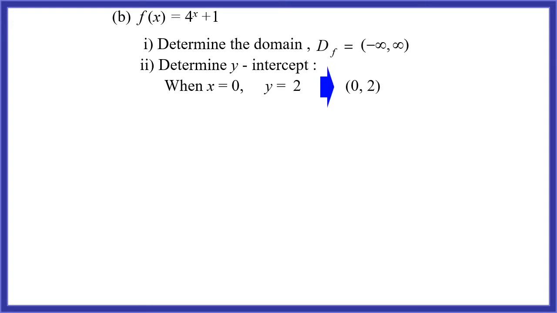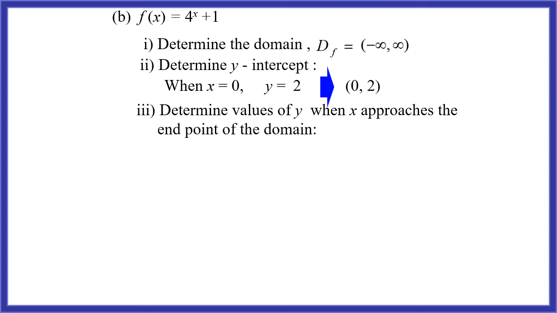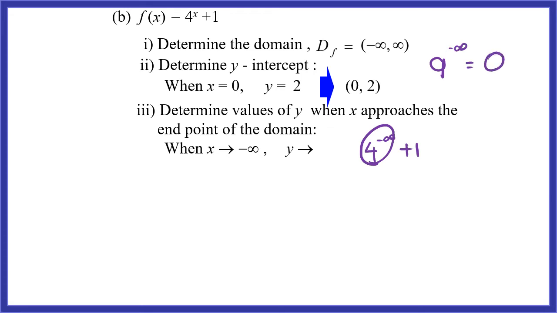And then we find the value of y when x approaches the endpoints of the domain. When x approaches negative infinity, y approaches 4^(negative infinity) + 1. Any base to the power of negative infinity is always equal to 0, while any base to the power of infinity will equal infinity. So you have to remember this. So 4^(negative infinity) approaches 0, and 0 + 1 is 1. So y will approach 1 when x approaches negative infinity.